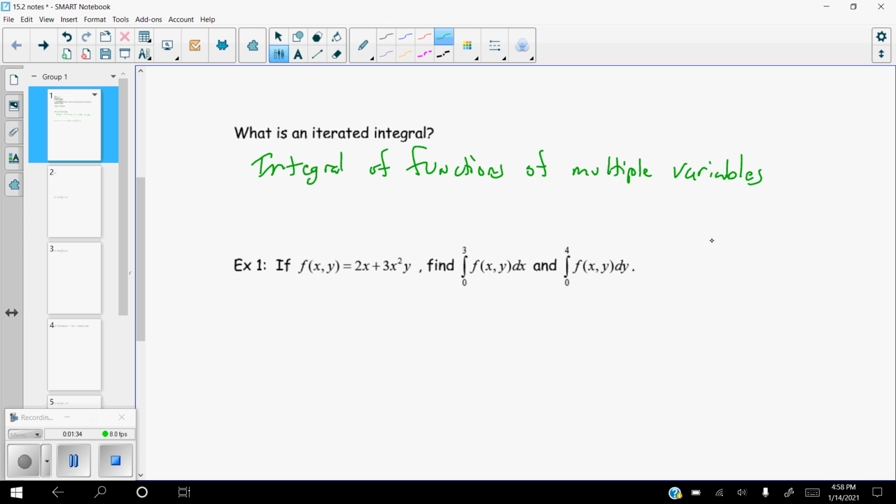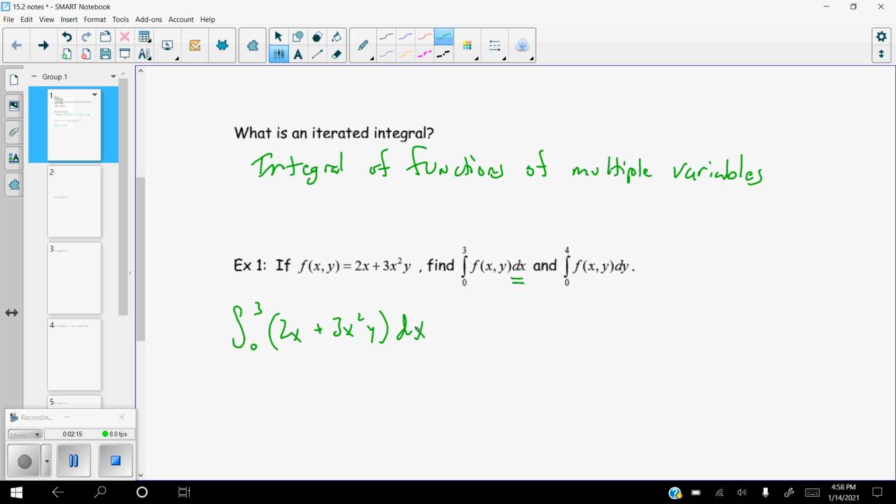All right, so how are we going to do that? Well, let's do a couple of integrals with multiple variables in it, but notice that they're each single integrals. So the first one I want to do is the integral from 0 to 3 of f of xy dx. So notice that this is with respect to x. So let's do the integral from 0 to 3 of f of xy, which is 2x plus 3x squared y dx. So we're taking the antiderivative here with respect to x, and then we're going to use the fundamental theorem to evaluate what we have.